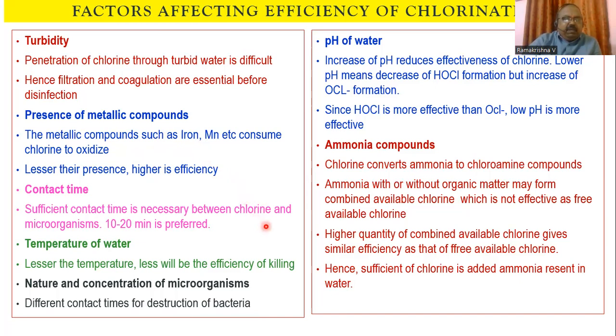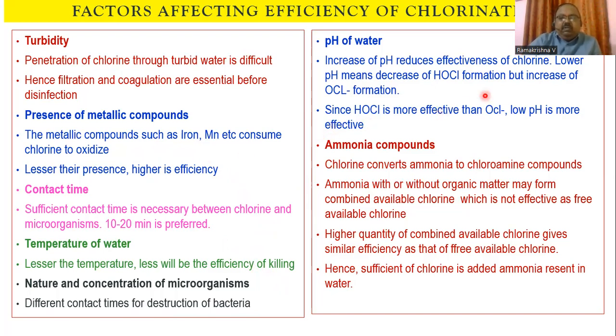Contact time. Sufficient contact time is necessary between chlorine and microorganisms. Usually 10 to 20 minutes is preferred. Temperature of the water: lesser the temperature, less will be the efficiency of killing. And nature and concentration of microorganisms. Different contact times are usually employed for destruction of bacteria.